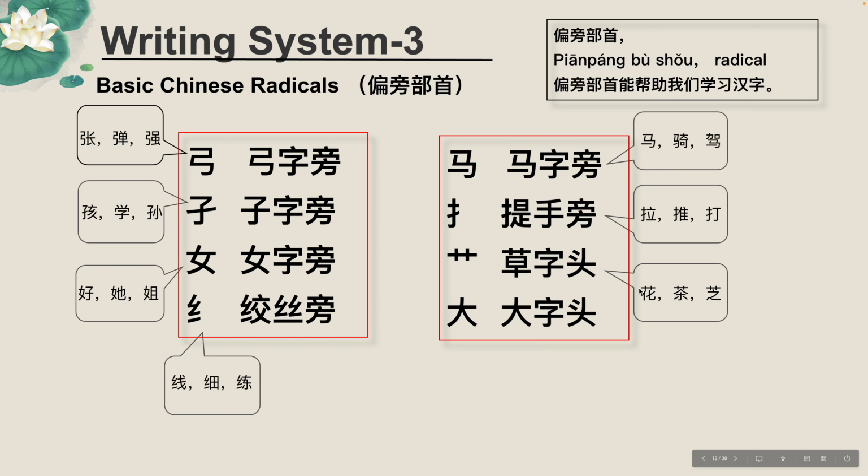The last one is 大字头. 大 means big. With the 大字头, we have 夸, which means exaggerating, so too much. 奔 means running with big steps. 奋 means working hard. The bottom part is field. So you're working on a big field.